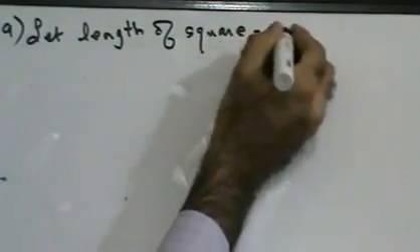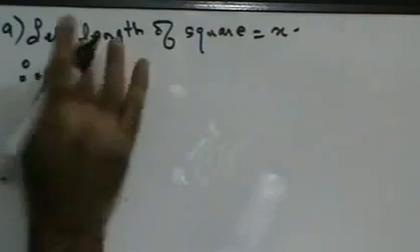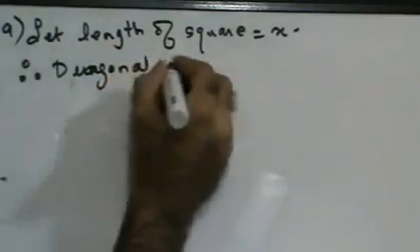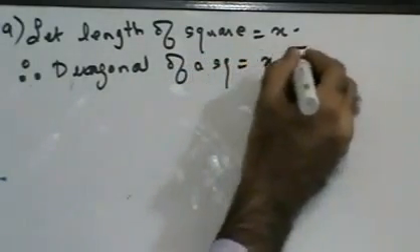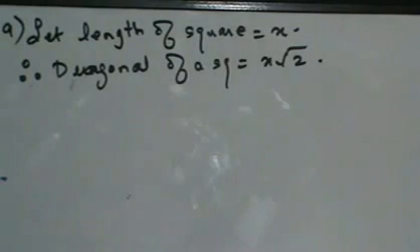The ratio of the area of the square to that of the square drawn on its diagonal is... Now let us assume that the length of the square is x. In that case, from geometry we know that the diagonal of a square will be x root 2. The diagonal of a square will be x root 2, right?